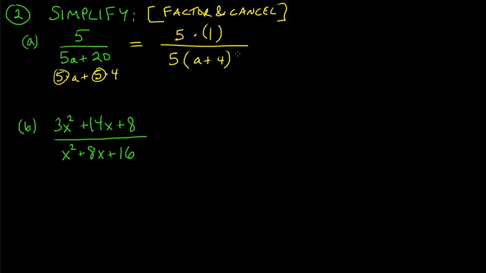Now we cancel. What are we canceling? Any factor that's common to the numerator and denominator. In this case, it's the factor of 5. So we can cancel the 5, and we're left with 1 over a plus 4.